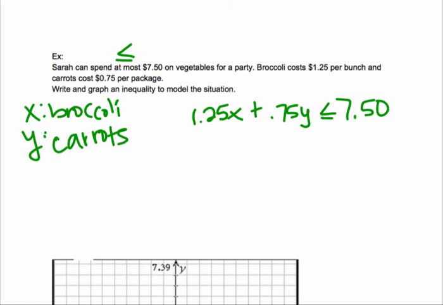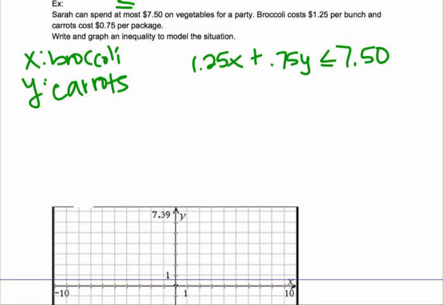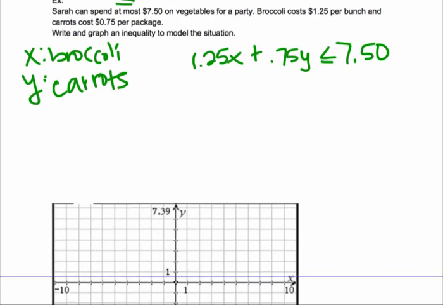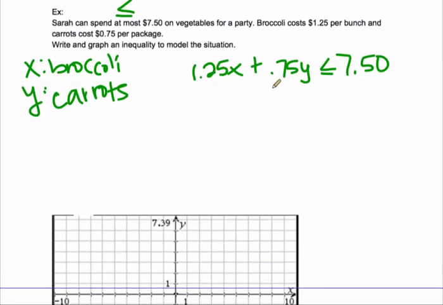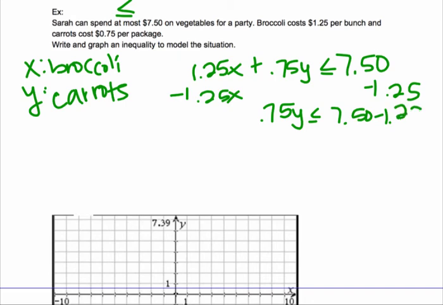Again, I could try to find the intercepts and graph it that way. But I'm going to go ahead and do it from standard to slope intercept. So I'm going to subtract 1.25x. Now remember, if it's in standard form, the slope is going to be negative a over b. So we should expect that. And then I'm going to divide by 0.75. We should be used to this by now. So y is less than or equal to, because I did not divide by a negative, this sign does not flip.